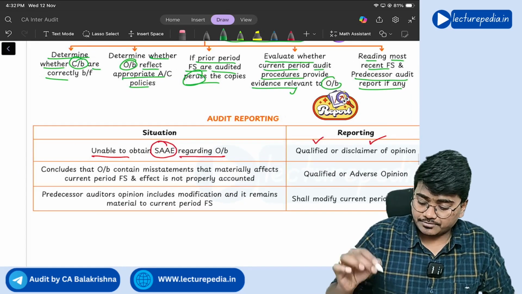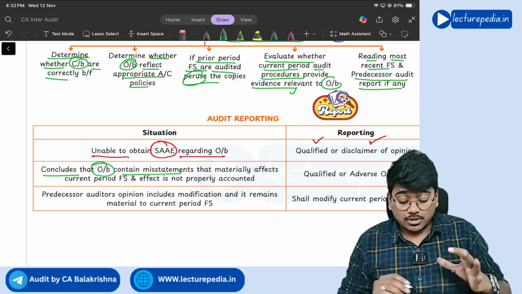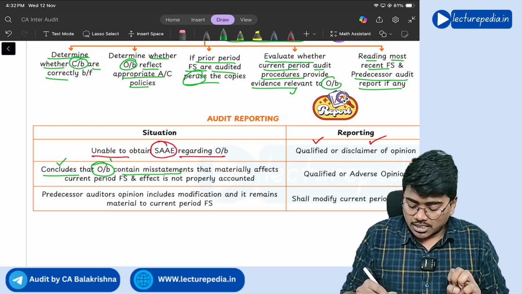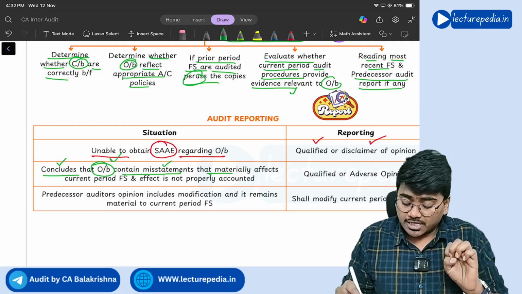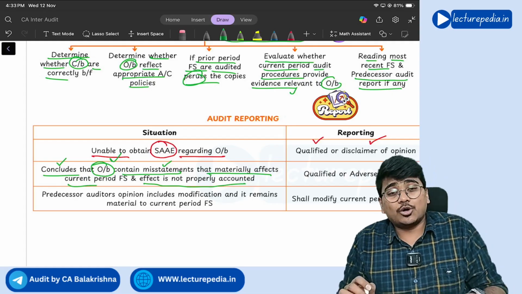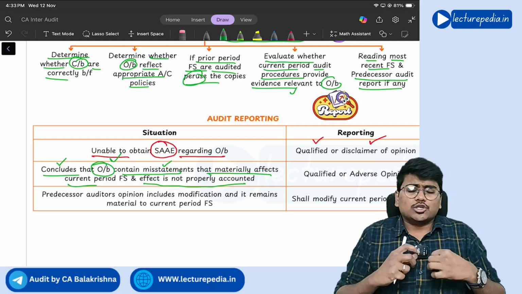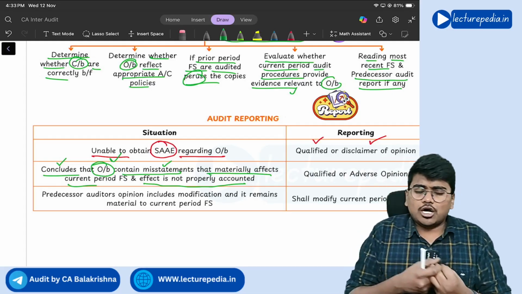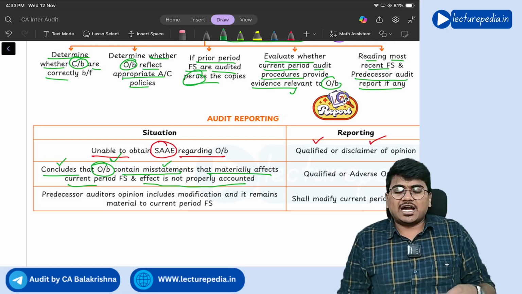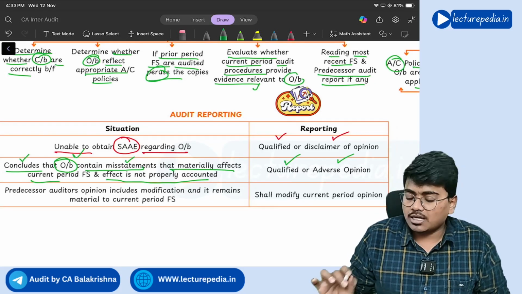Next, concludes that opening balance contains misstatements. So concludes means evidence is available. There is evidence available that in the opening balance there is a misstatement that materially affects current period financial statements and the effect is not properly accounted. So there is evidence and the misstatement is material, and you don't know whether it is pervasive or not pervasive. Since the evidence is available, you will give either qualified or adverse based on the pervasiveness of the matter. So see, qualified or adverse.